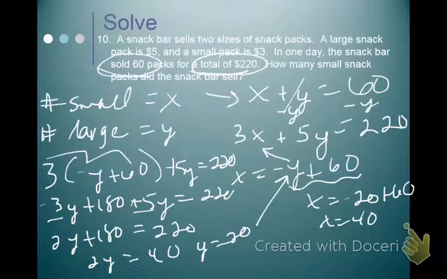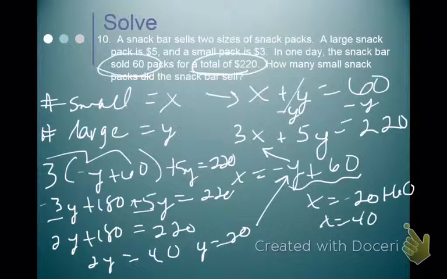So in a nice sentence structure, we would say that, actually the question was just how many small snack packs did the snack bar sell? Well, now we know they sold 40, so we'd say the snack bar sold 40 snack packs, small snack packs. And of course, always making sure that we write our answer in sentence form. Okay?